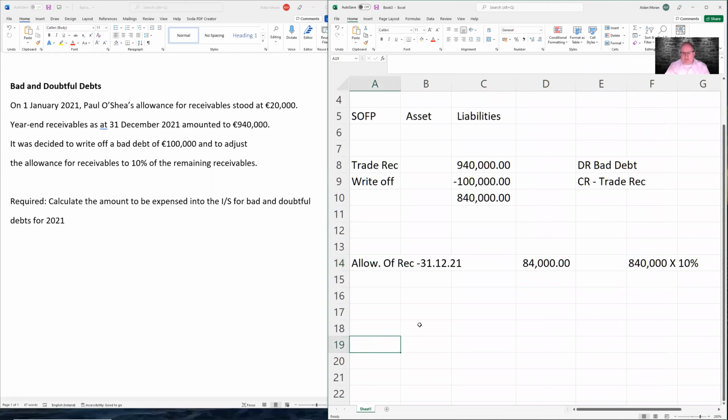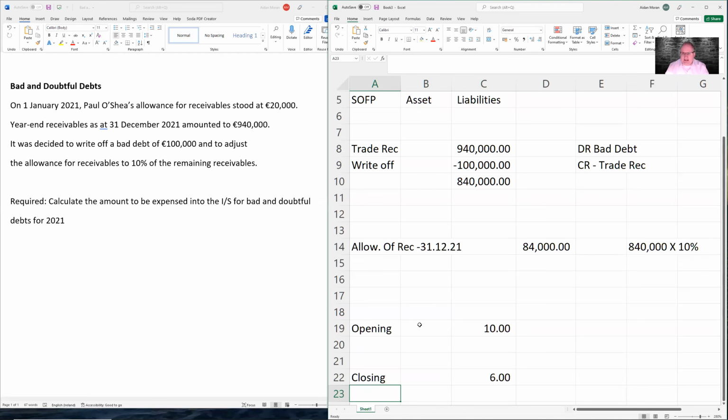So, for example, I bought lunch today, and when I was walking to the shop, my opening balance was €10 in cash in my pocket, and my closing balance was €6. How much money did I spend on lunch today, assuming I didn't find any money or lose any money? The expense will be €4. Well done. So it's the same concept here.